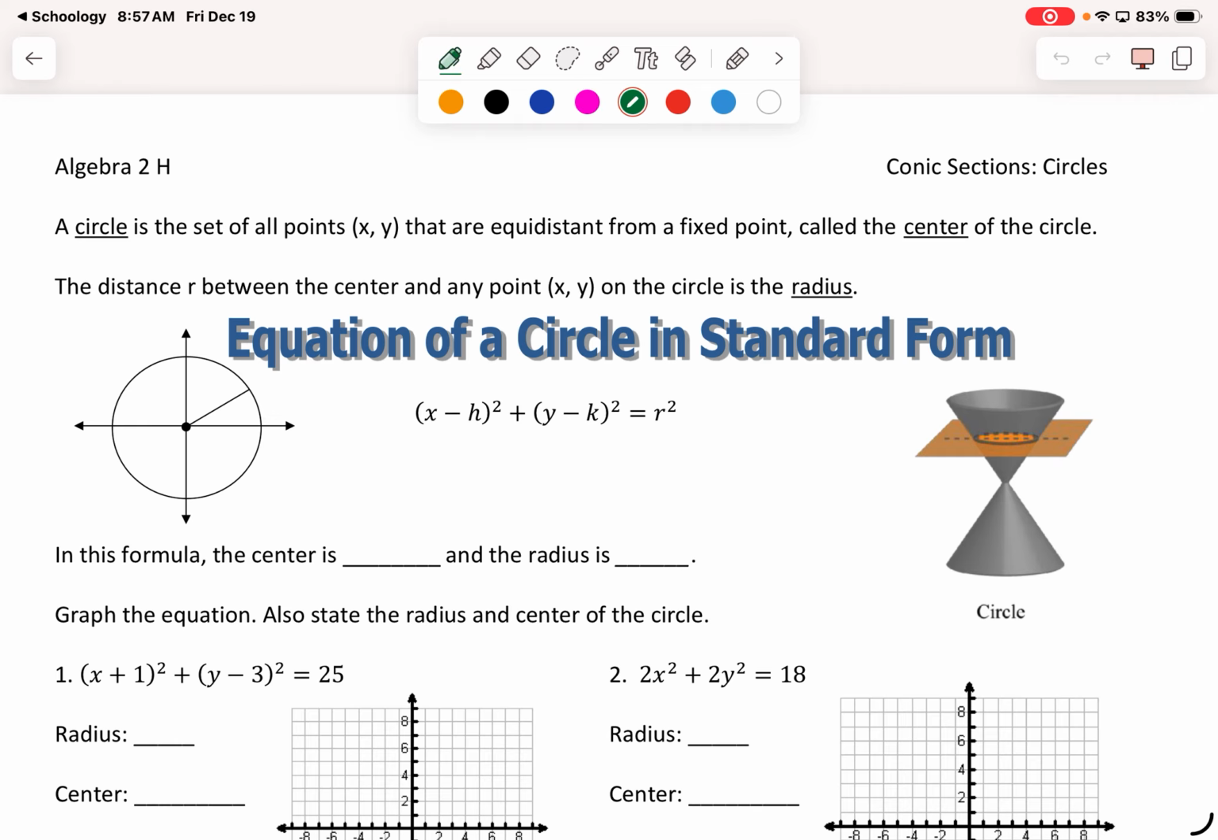So if you look here, there's a picture of a circle, right? This is the center. All of these points, this point, this point, this point, this point, this point, they're all the same distance from that point, right? That's how you get a circle.